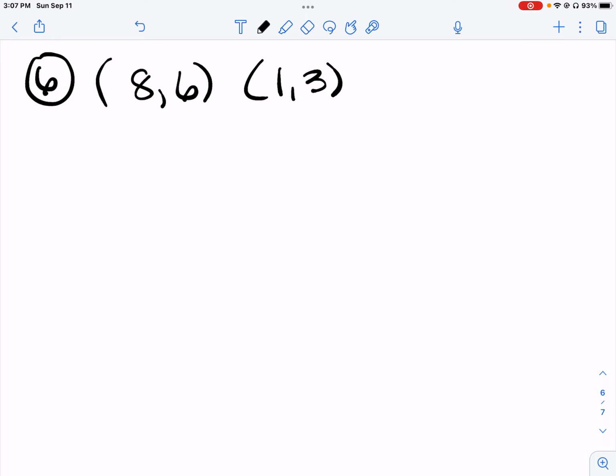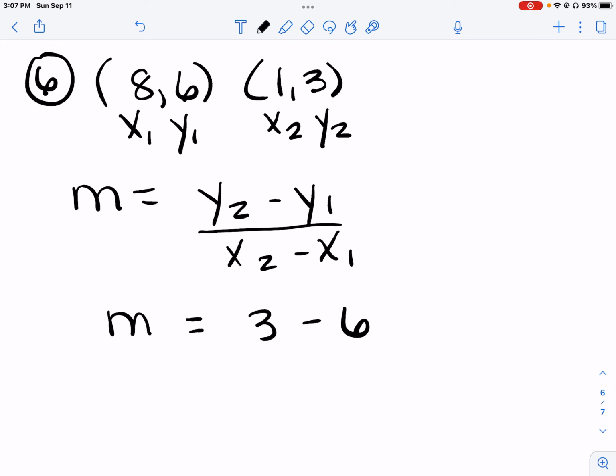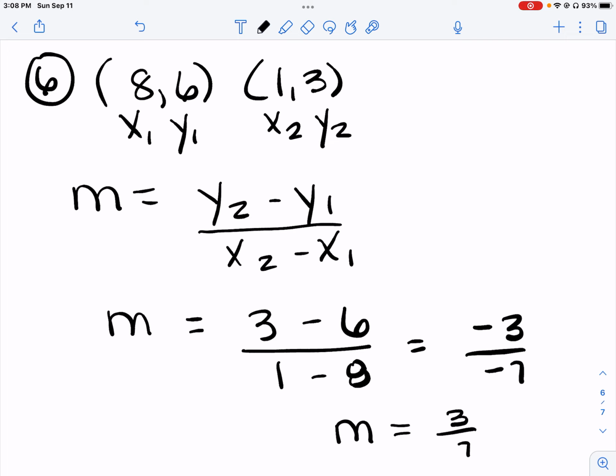Okay, this asks for the slope. So x1, y1, x2, y2. You will need to know your formula. Okay, so y2 is 3, subtract y1 is 6. x2 is 1, subtract x1 is 8. So -3 over -7. A negative divided by a negative is a positive.